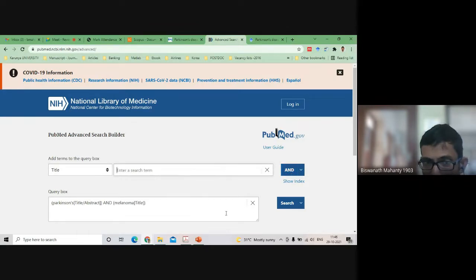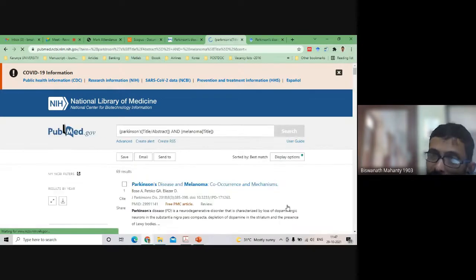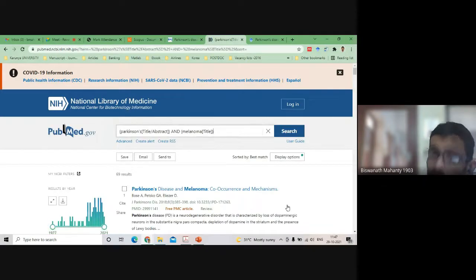So what is my search term? You see there are two terms. One is Parkinson's in title and abstract, and melanoma in title. That means it will look for those articles which contain these things. If I want to have a search, I will search. So what I am teaching you here is how to search.